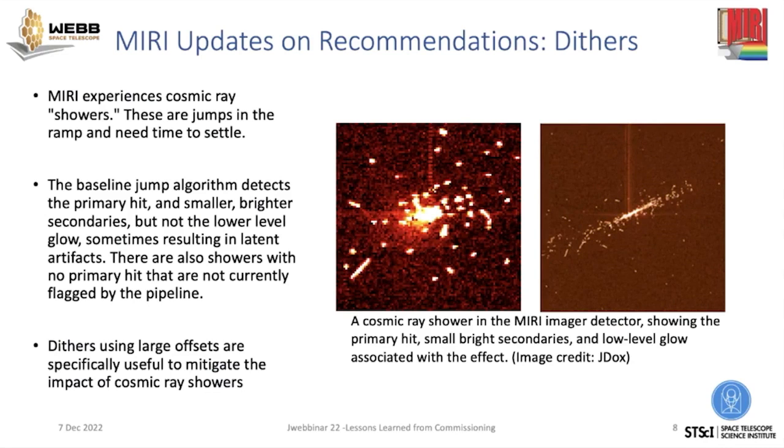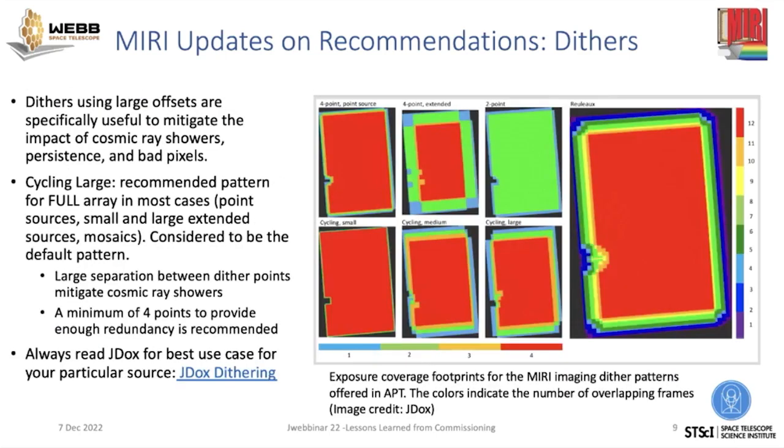And there are also some types of showers that have no primary hit and they're not currently flagged by the pipeline. And so because of these, we want to recommend everyone to use dithers with large offsets to mitigate the cosmic ray showers. So what specifically do I mean by that?